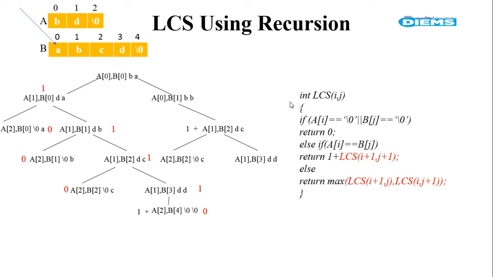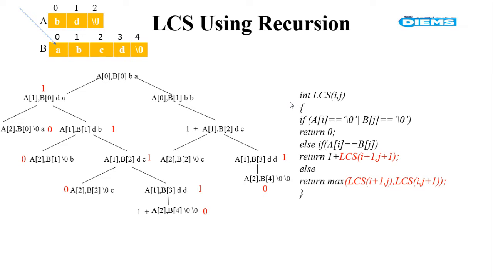We again got the two things. A of 1, B of 3, DD. Both the characters are matching. Where you will go? You will go in the else if part. What you will do? 1 plus LCS I plus 1 comma j plus 1. Value of I is incremented by 1 and j is also incremented by 1. Right, so here 1 was skipped, so actually it is 1 plus 0. Okay, so it will be written as 1 over there.